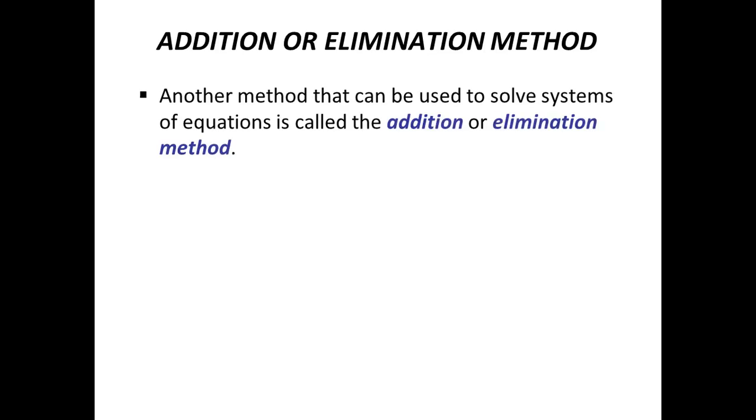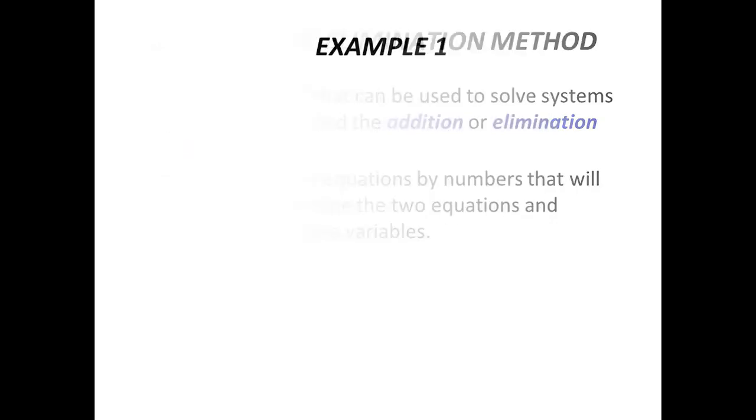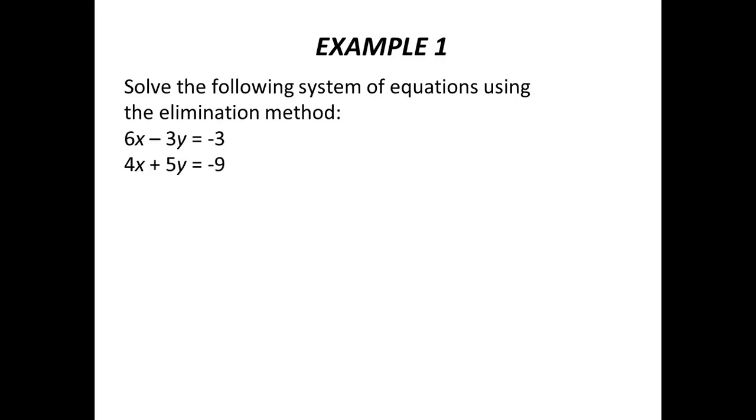Now the addition or the elimination method. Another method is called addition or elimination. It is called the elimination method because in adding the two equations in standard form, one of the variables is eliminated. Example 1. Solve the following system of equations using the elimination method. 6x minus 3y equals negative 3, and 4x plus 5y equals negative 9.